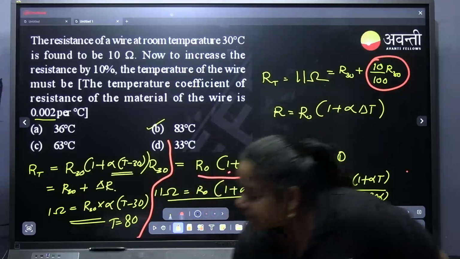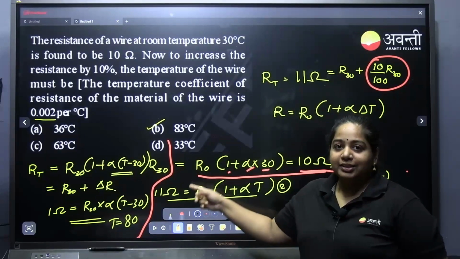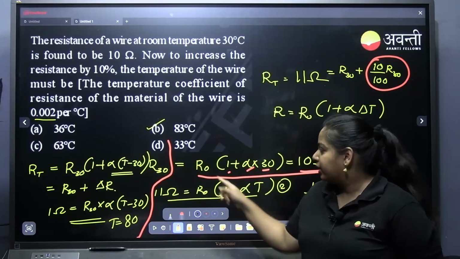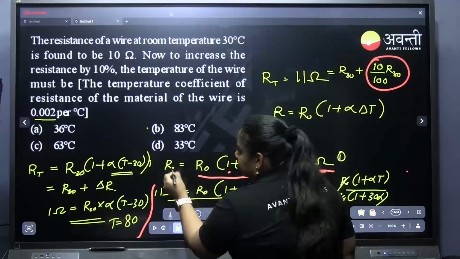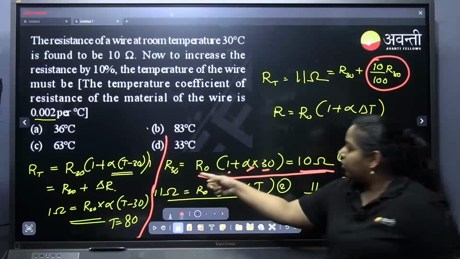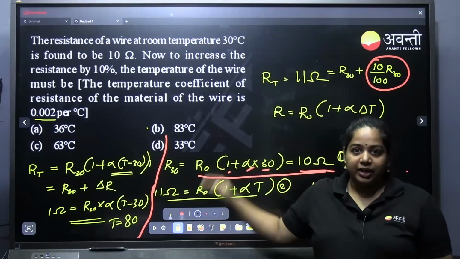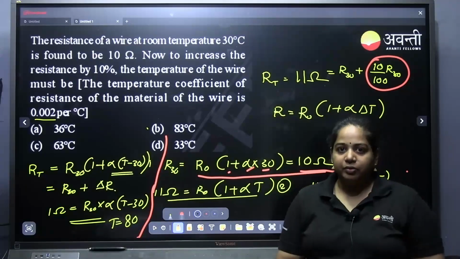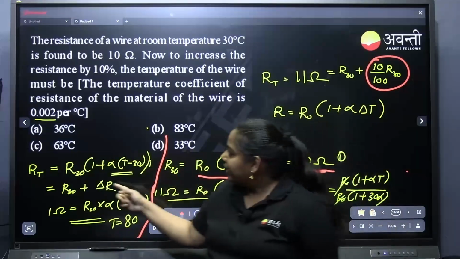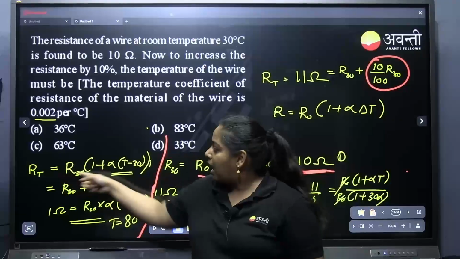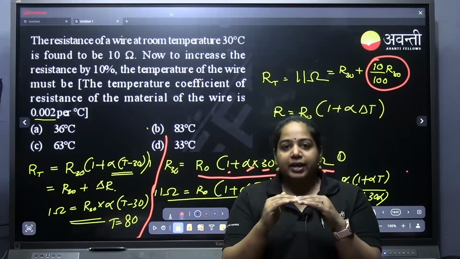Can you explain the second method again, please? Okay. Here what we are doing is assuming that alpha is defined at 0 degrees Celsius. So R0 into 1 plus alpha T will be the resistance at 30. We are getting two equations. Instead, what we are doing is assuming that alpha is mentioned for 30 degrees Celsius. In that case, at T degrees Celsius, it will be R30 into 1 plus alpha delta T. So 30 degrees we are keeping as base.